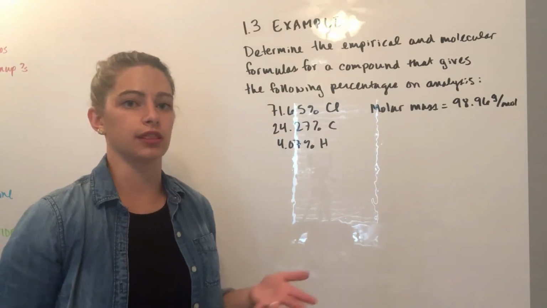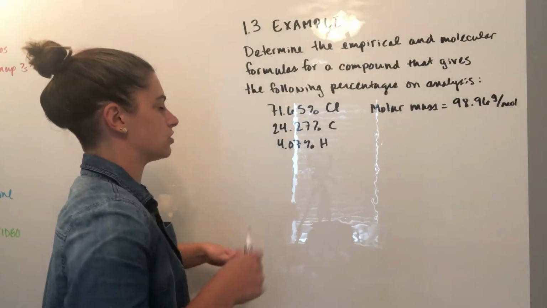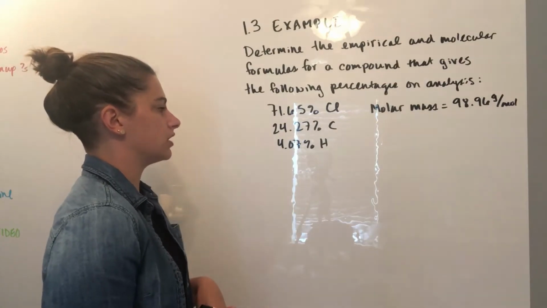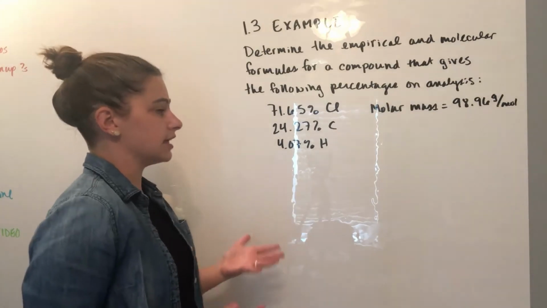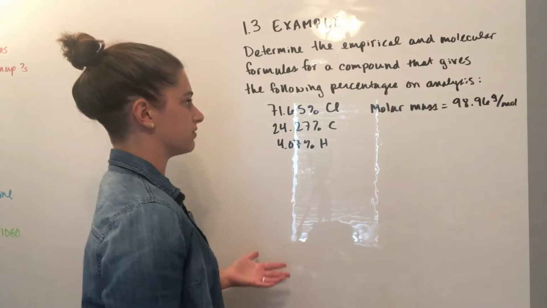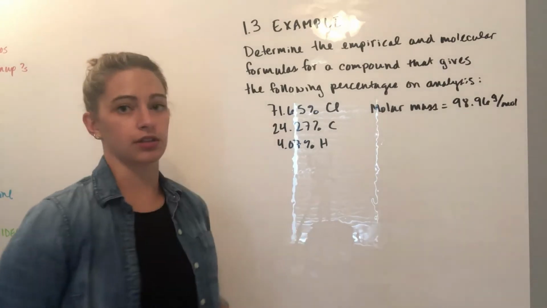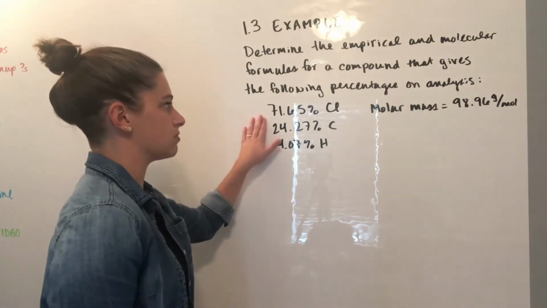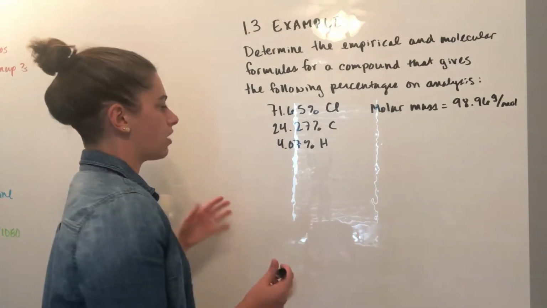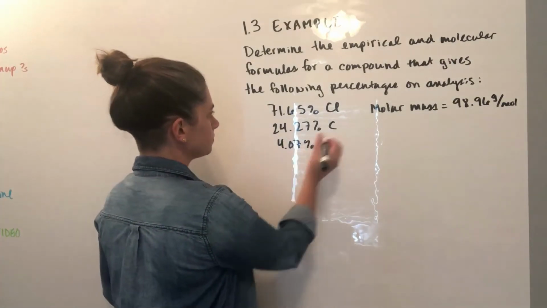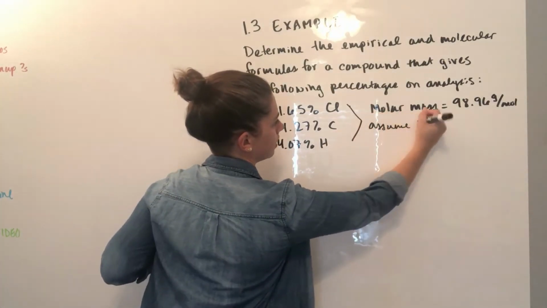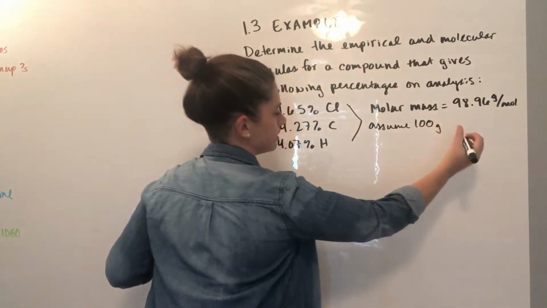We're going to start with the empirical formula. So the first thing you're going to do if you're given percentages, the easiest thing is to assume you have 100 grams of the sample. If you have 100 grams of the sample, then your percentages are the same thing as your mass, because 71.65% of 100 is 71.65. So I always like to make that assumption. So we are going to assume a 100 gram sample.